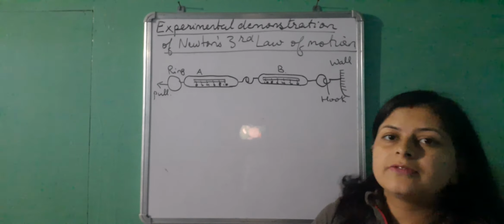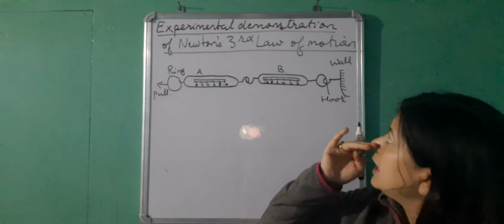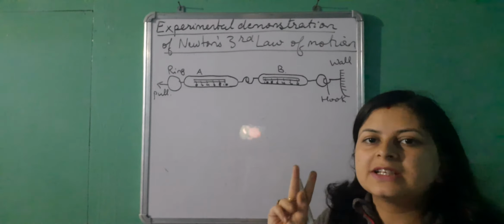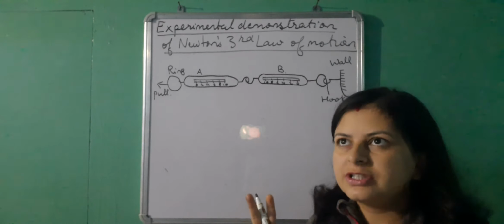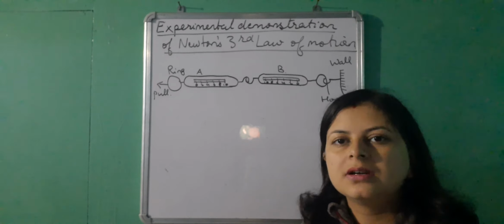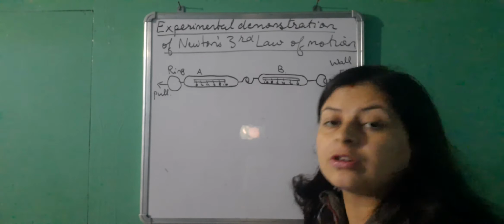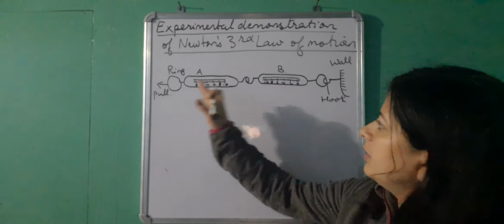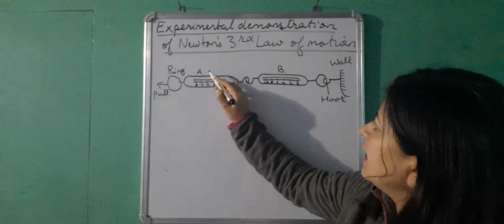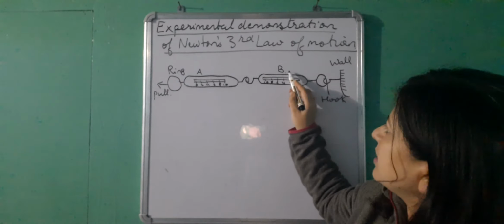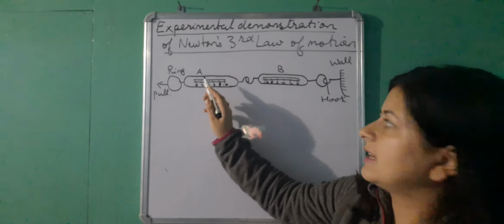So here we have a setup drawn on the board, an experimental setup, where we take two spring balances. A spring balance is an instrument which is used to measure the weight of a body, or the force acting on a body. Here we will not be dealing with weight, we will be dealing with force. So we have spring balance A and spring balance B.